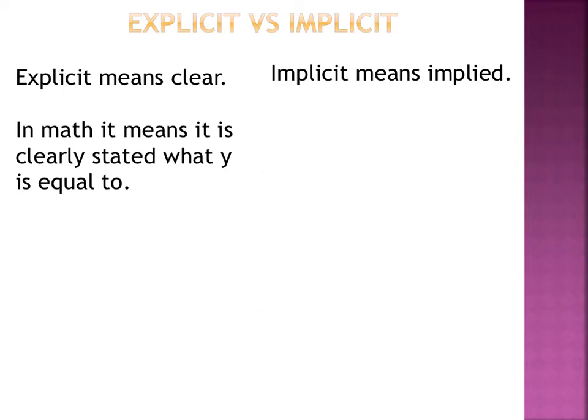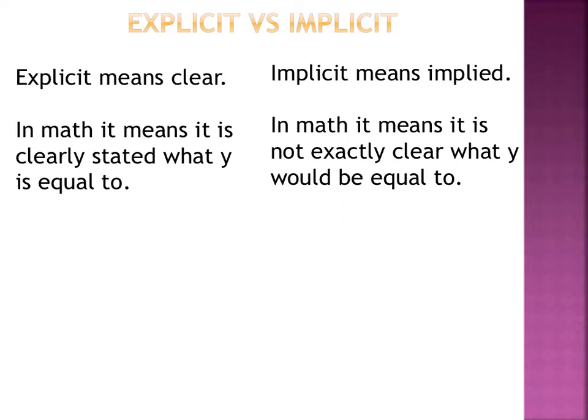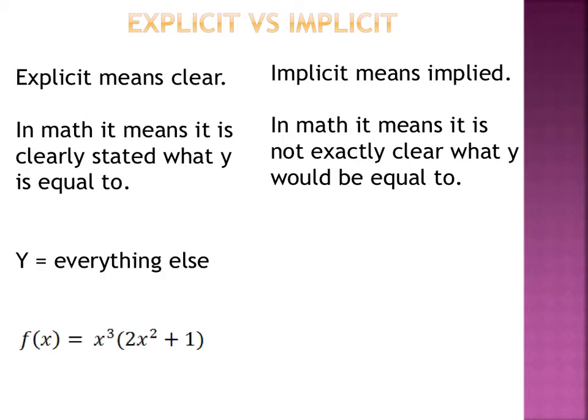Mathematically, we clearly state what y is equal to. Y equals something. In an implicit function, y is blended in the equation. So explicitly, y equals everything else. So we have a function f of x equals x cubed times the quantity 2x squared plus 1. That's explicit. Y equals that value.